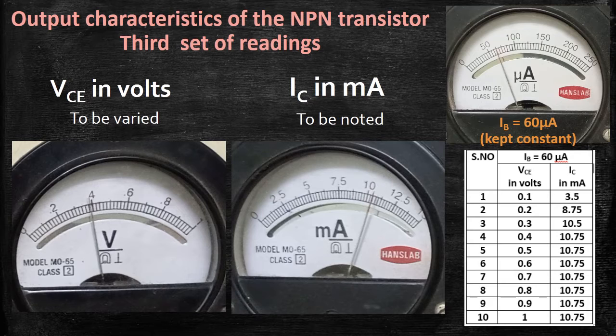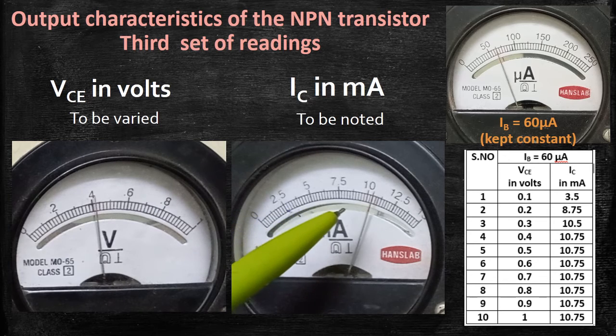Okay. It is kept at 0.4. Note down the reading again. Note down the reading here. Which reading is coinciding? 10, 20, 30, 40, the 43rd division is coinciding. Okay. 43 into 0.25 is 10.75.